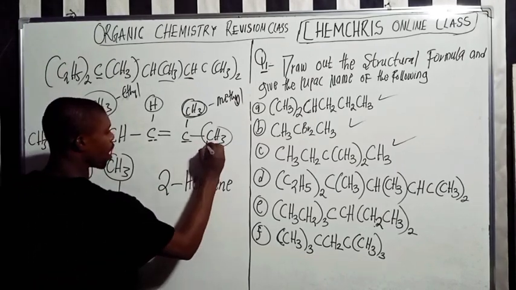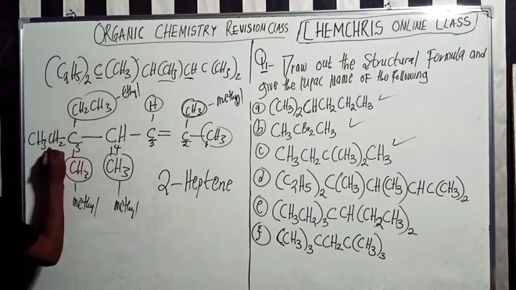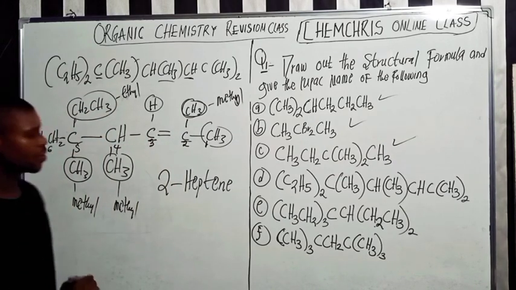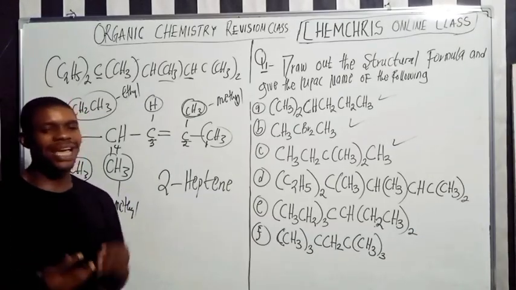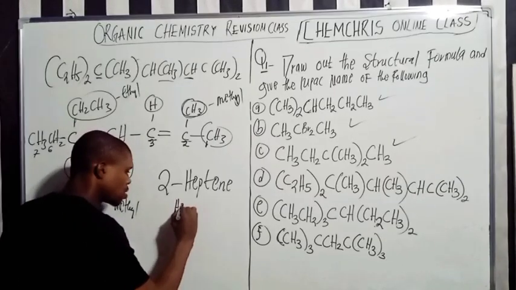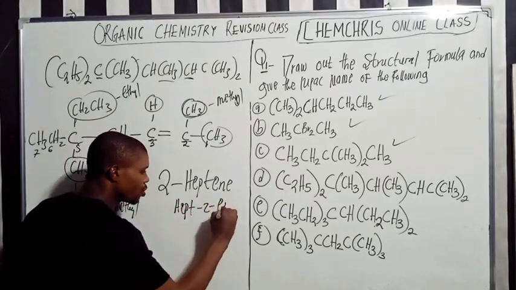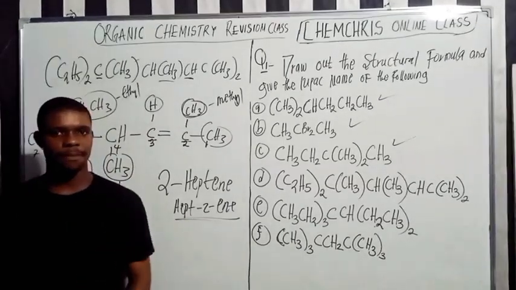You're going to start from 1, 2, 3, 4, 5, 6, and what? 7. Do you see that? So it's going to be 2-heptene. Now, if you want to name it 2-heptene, you can say hept-2-ene. Hept-2-ene. That is what? That is the parent name.